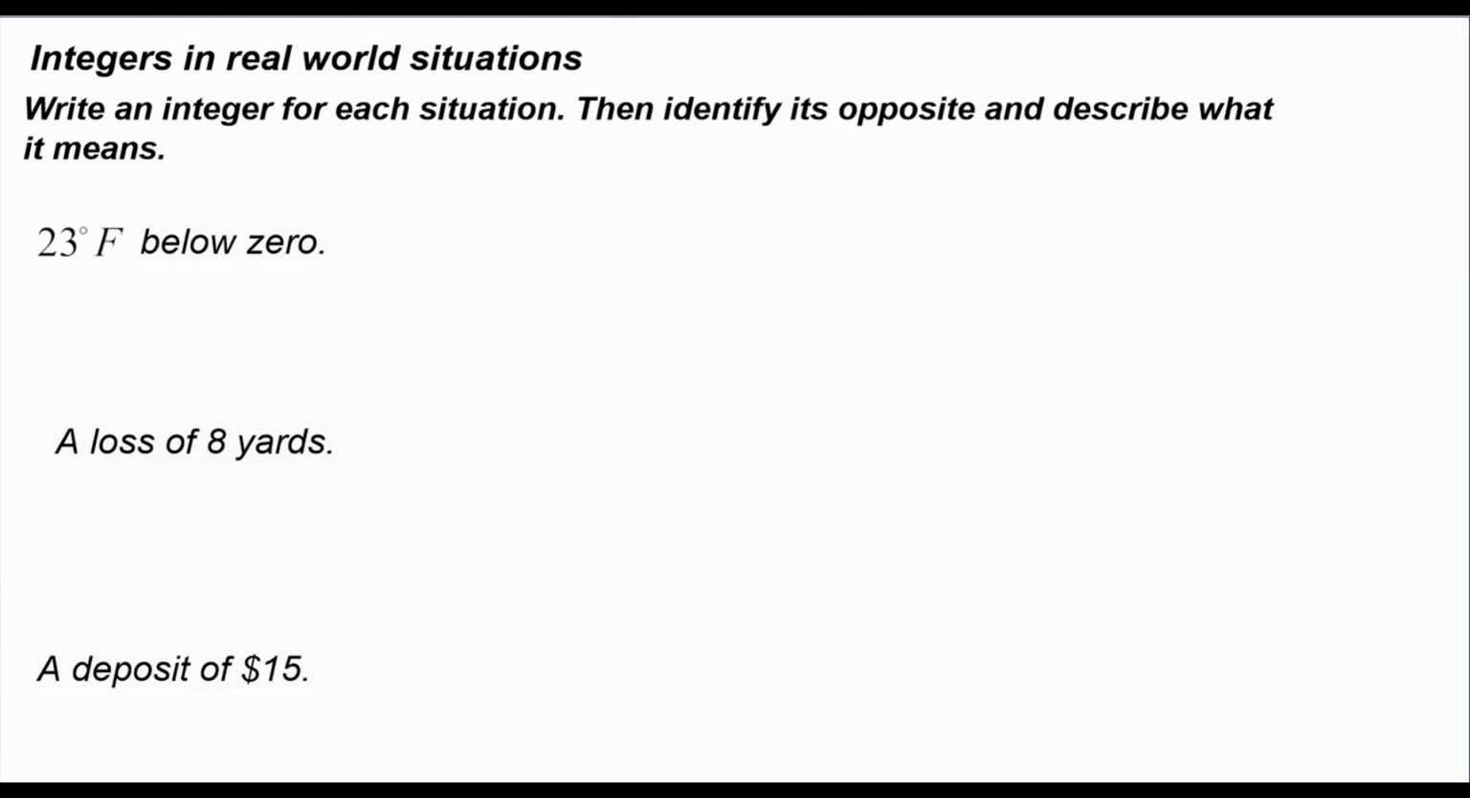So 23 degrees below 0, or sorry, 23 degrees Fahrenheit below 0. Now, since we're below 0, that's going to be a negative value. It's under 0 or less than 0. So the integer to describe this would be -23. Now, its opposite would be +23, and that would represent 23 degrees Fahrenheit above 0, or warmer than 0. So that would be its opposite.